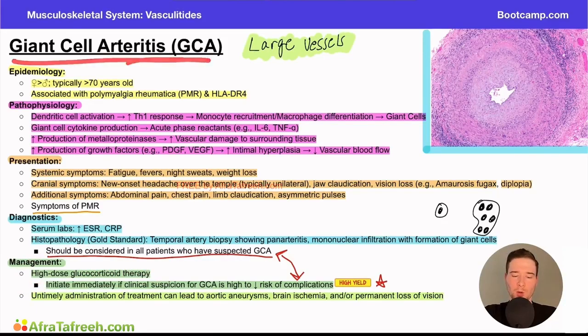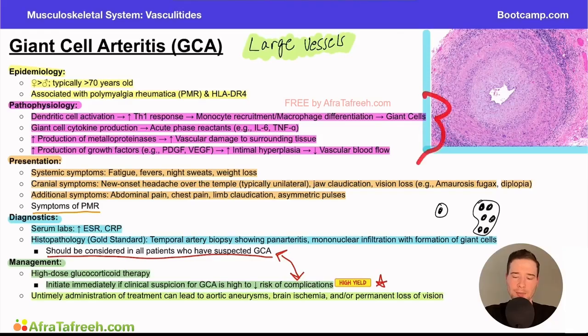Giant cell temporal arteritis. This is one of our vasculitides, a vasculitis, inflammation of the blood vessels. This particularly is going to affect large vessels, but some medium vessels can be involved as well. Epidemiologically, it's typically going to present in an older female on a board-style question, with a significant association to polymyalgia rheumatica.